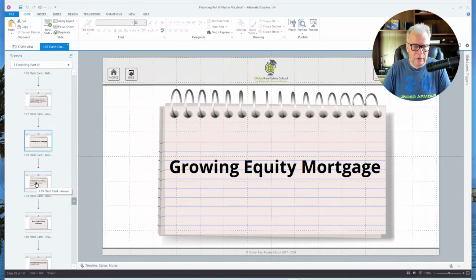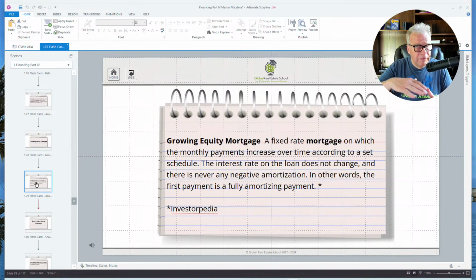Growing equity mortgage, it's a fixed rate mortgage in which the monthly payments increase over time, and the interest rate doesn't change. There's never any negative amortization, but you're actually paying off the loan a little bit quicker. So it's just a growing equity mortgage.